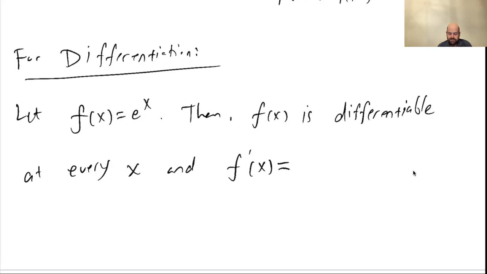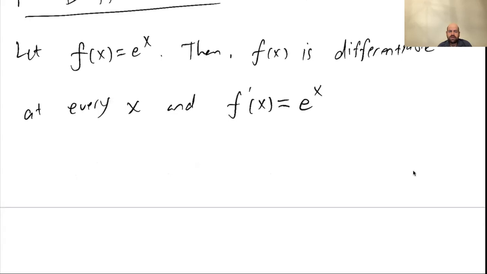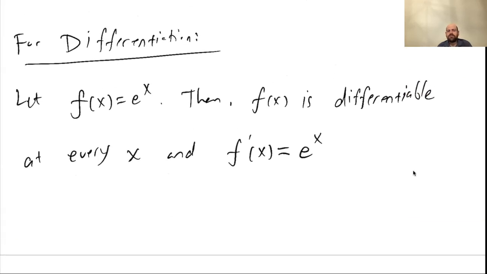And f prime of x is equal to e to the x itself. So e to the x is a very interesting function in this sense. So far the derivative of functions that we have seen were not the same as the original function. For example, derivative of sine x was cos x. Derivative of x squared is 2x, right? So not the same as the original function. But e to the x has the very interesting property that the derivative of this function is the function itself. The original function is e to the x, derivative is also e to the x.